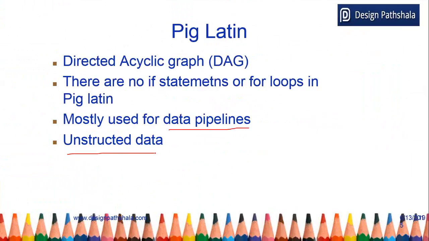And Hive is mostly used for structured data. Pig you can use for unstructured data, and Pig is very useful if your data is unstructured as compared to Hive.